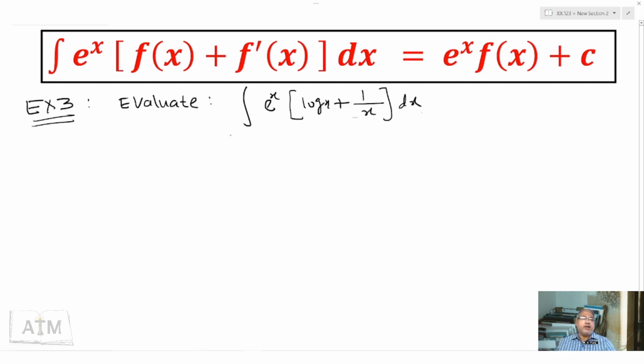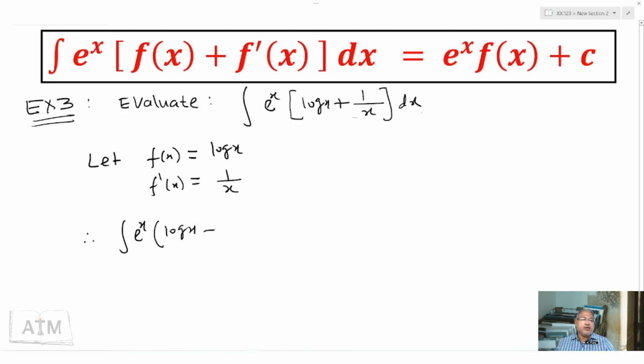Example 3: evaluate integration of e raised to x into log x plus 1 upon x with respect to x. We know that the derivative of log x is nothing but 1 upon x. So let f of x equal log x, then f dash x equals the derivative of log x, nothing but 1 upon x.